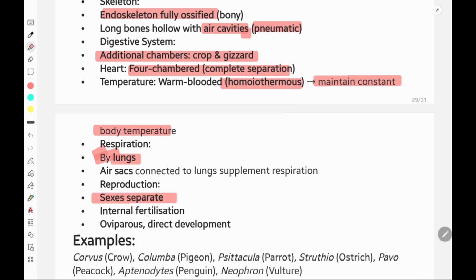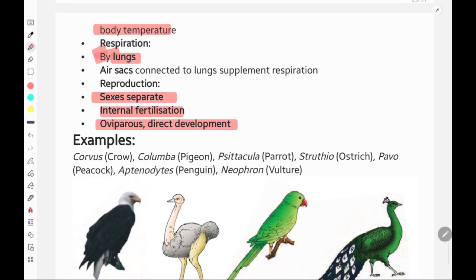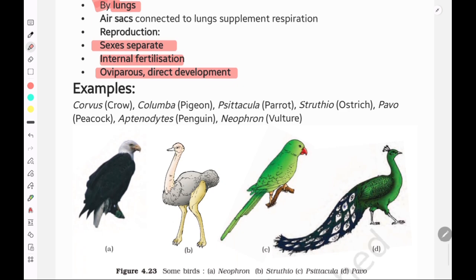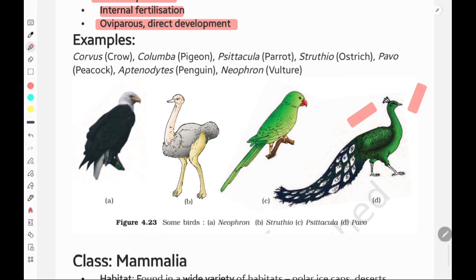The sexes are separate and they show internal fertilization. They are oviparous, which means they lay eggs and the development is direct. Some of the examples are eagle, ostrich, parrot, and peacock. You can see the scientific names here.